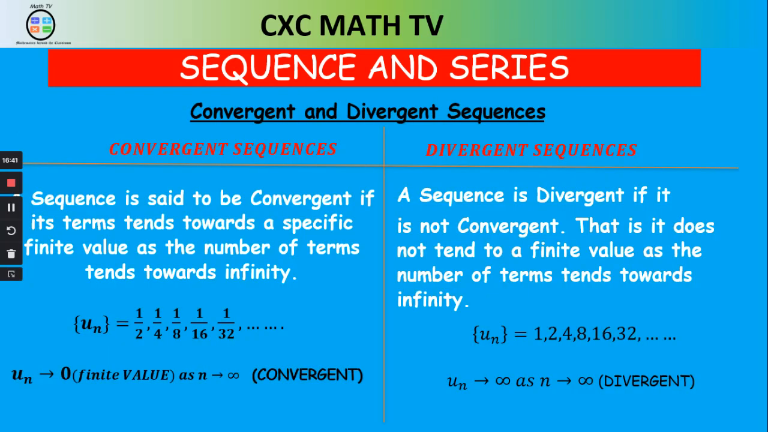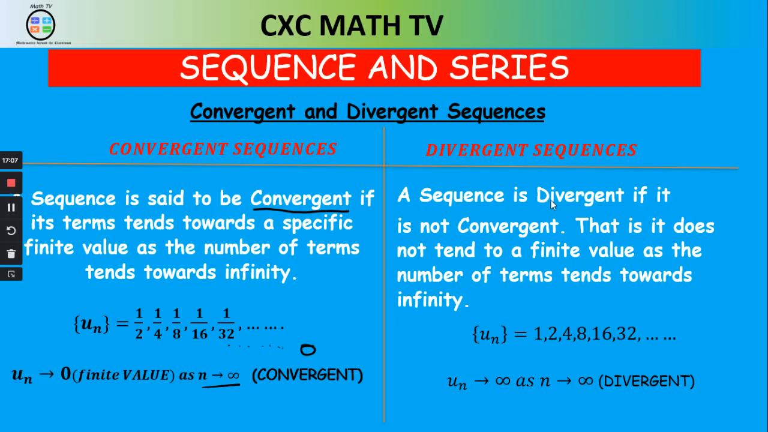Now, the next thing we're going to talk about is convergent and divergent sequences. A sequence typically is said to be convergent when it is going towards a specific value. That's why I hear the term converge. For example, a sequence like a half, a quarter, 1 over 8, 1 over 16, 1 over 32. It keeps getting smaller and smaller, so it converges to 0 as it gets larger.